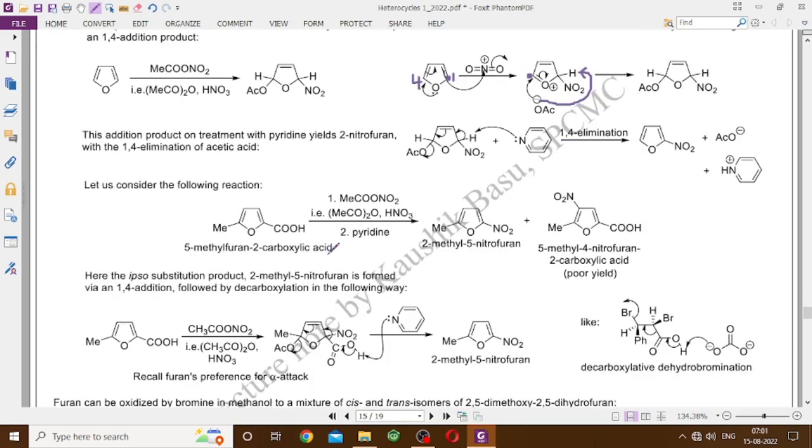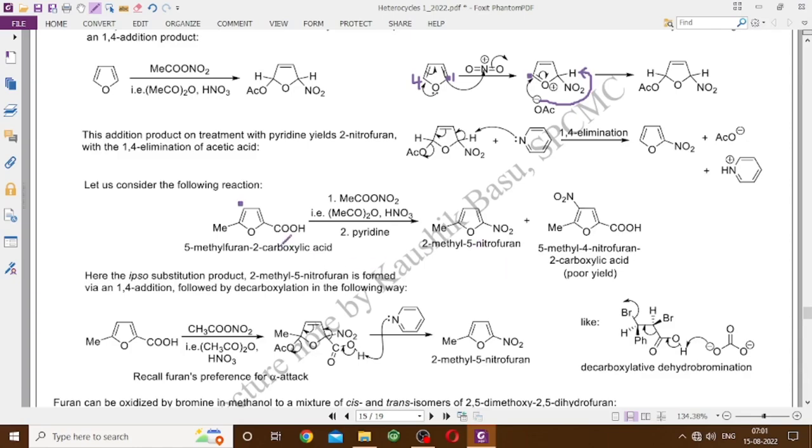Let us take this example a bit further. This is 5-methylfuran-2-carboxylic acid. Do the same thing. You get two products. One is nitration at this position, which is okay because it is beta with respect to the ring oxygen, not very favorable, but meta with respect to the electron withdrawing CO2H and ortho with respect to the electron donating methyl. So you get 5-methyl-4-nitrofuran-2-carboxylic acid, but that yield is relatively poor.